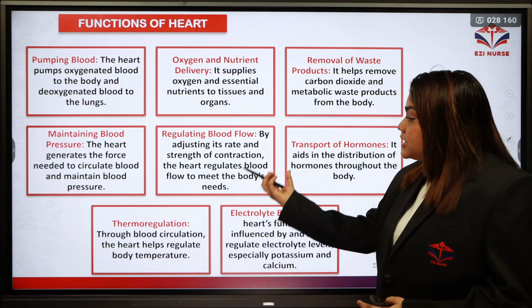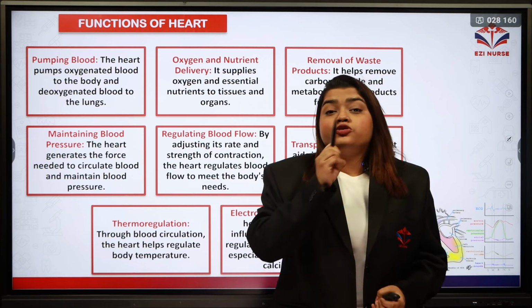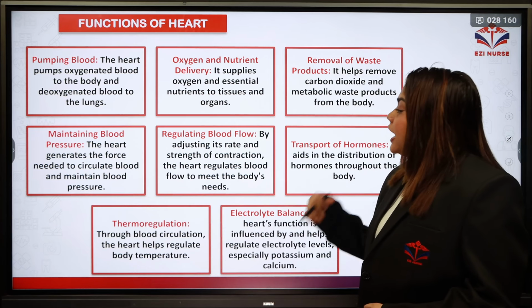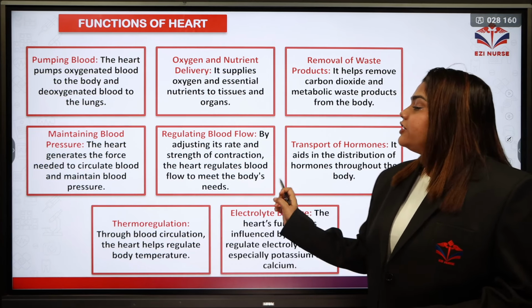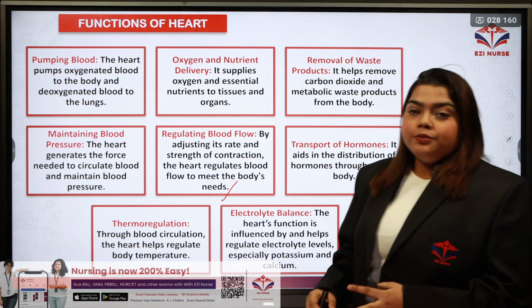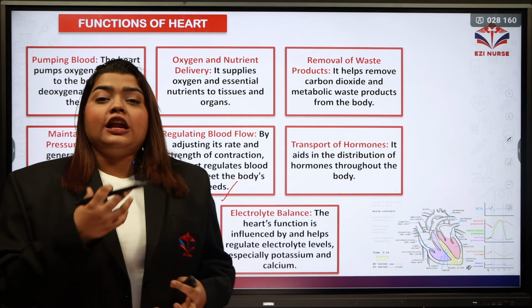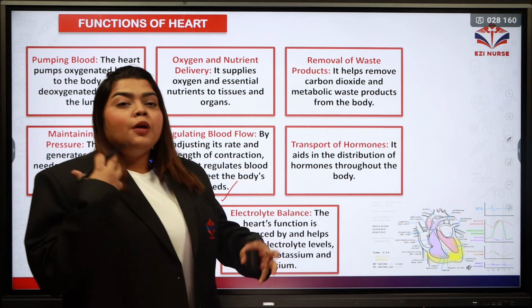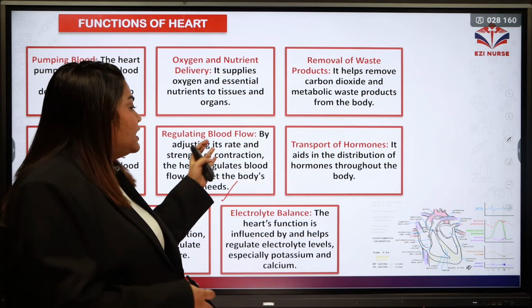Then regulating the blood flow. By adjusting its rate and the strength of the blood flow, the heart regulates the blood flow to meet the body's needs. Based on how the blood is pumping, most of the body's functions are dependent on it.